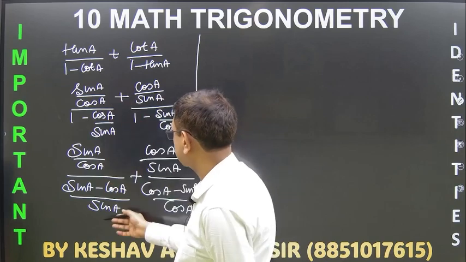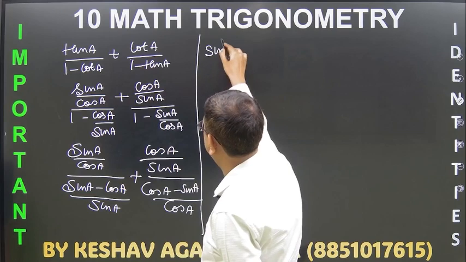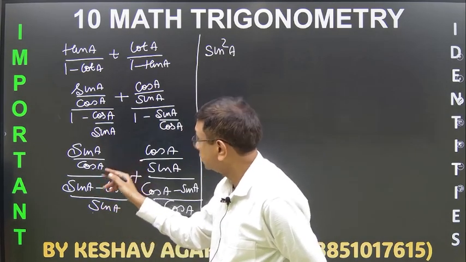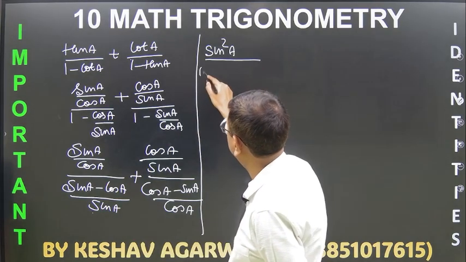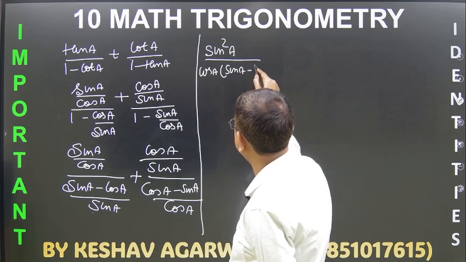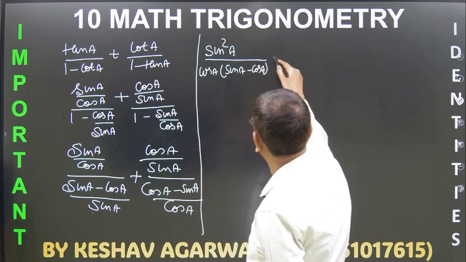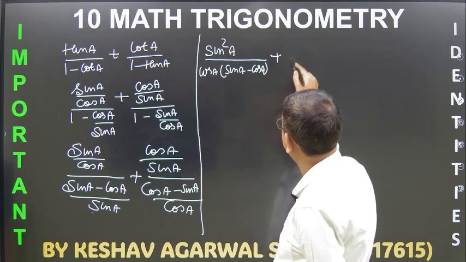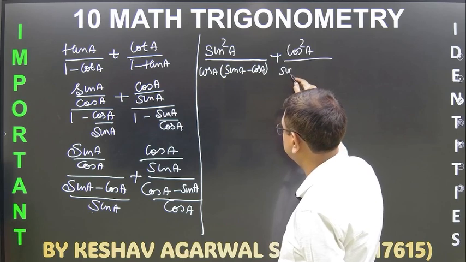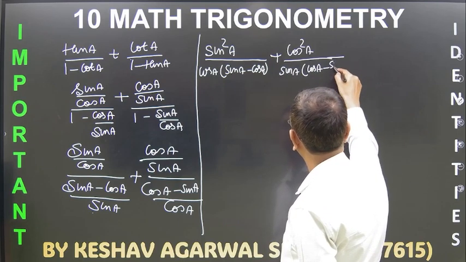So sin by cos, cos by sin. So this sin will go up, it will become sin square A. Children, did you understand? A by B, C by D. So this sin A goes up, and in the denominator you will have cos A into sin A minus cos A. Then this cos goes up the same way, so it will be cos square A upon sin A into cos A minus sin A.